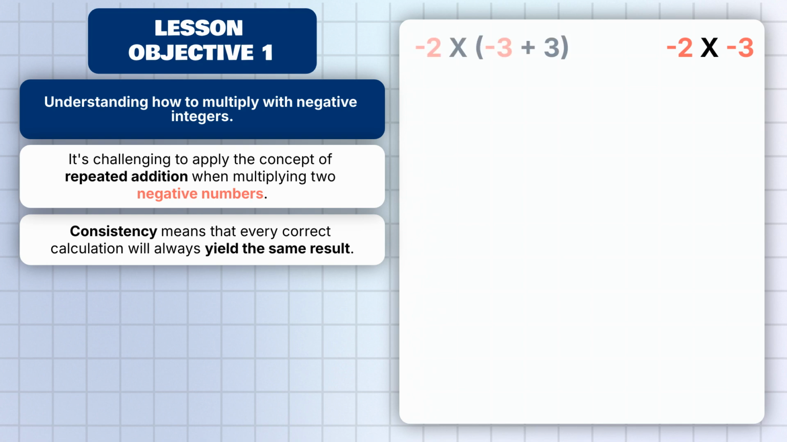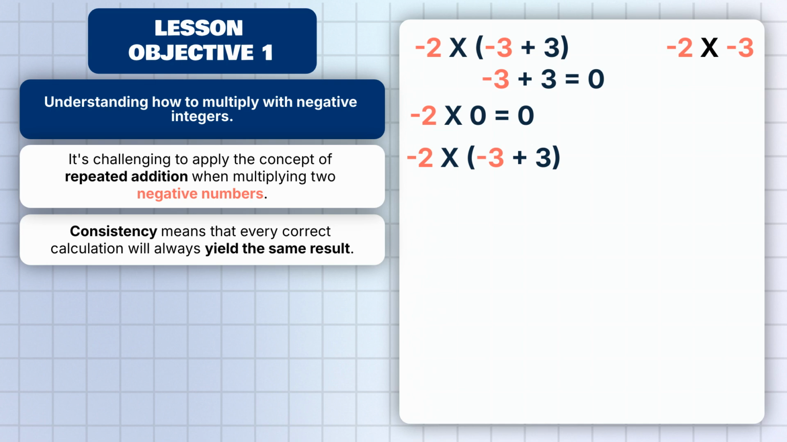Consider the example, -2 multiplied by (-3 plus 3). According to BIDMAS rules, we first handle the operation inside the brackets. -3 plus 3 equals 0. Thus, the equation simplifies to -2 multiplied by 0 equals 0. We can also approach this through the distributive property, which states -2 multiplied by (-3 plus 3) is equivalent to -2 multiplied by -3 plus -2 multiplied by 3. For mathematics to remain consistent, this expression should equal 0.